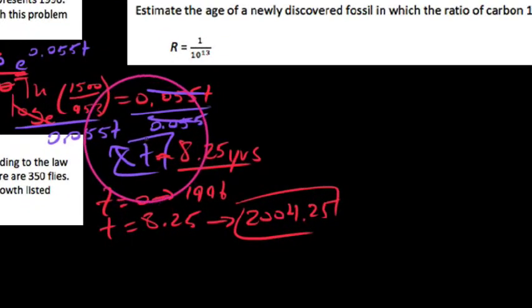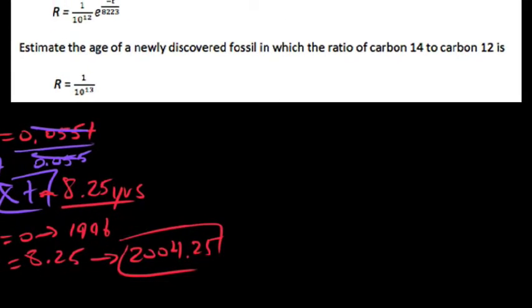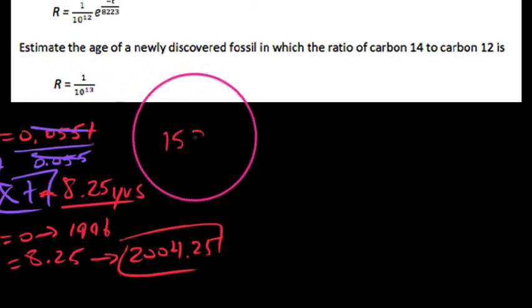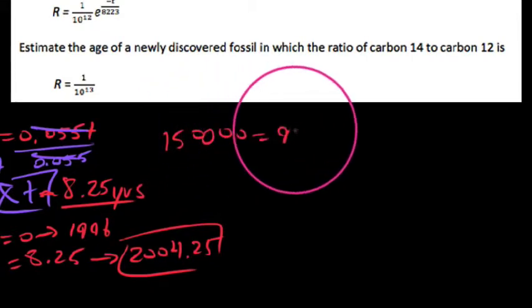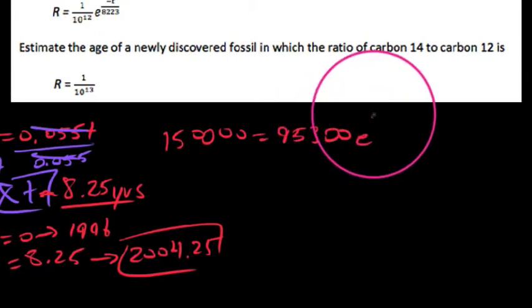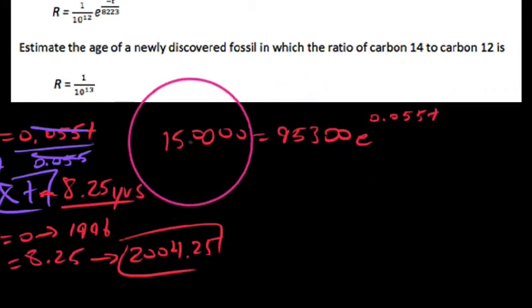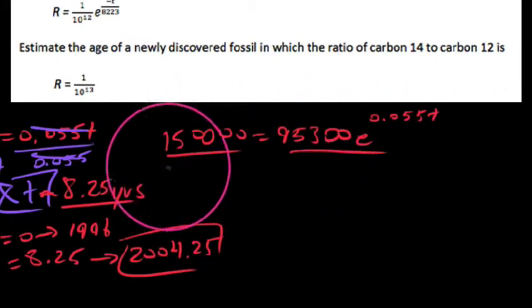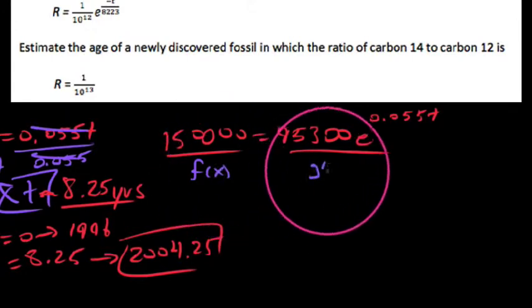We wanted to explore this graphically, and we've already got a time here where this is actually going to occur, but the way we're going to explore this graphically is we're going to go back to the original model, which said 150000 was equal to 95300 e to the 0.055t. And so what we can do is treat this as two different functions essentially. I'm going to graph both, but I'm going to call this one f of x, and I'll call this one here g of x.